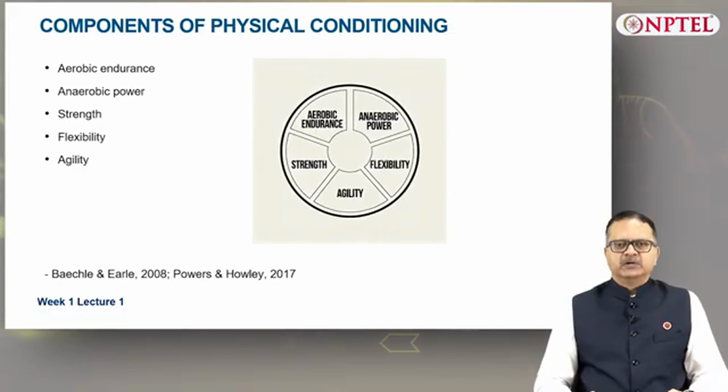Let's talk a bit about the components of physical conditioning. We have something called aerobic endurance. How long can you run? Or what is the distance you can cover? It is basically a measure of your cardiorespiratory fitness. We have something called anaerobic power. How much can you lift? Basically a measure of your strength and power. You have a component called strength. You have a component called flexibility, and you have a component called agility. These are some of the components which are very important in physical conditioning.